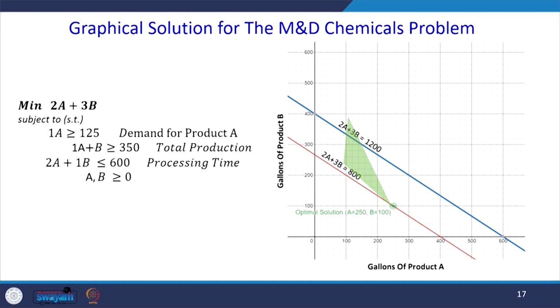So at this extreme point, where A equals 250 and B equals 100, we will be getting our optimal solution. If I go below this point towards the origin, we will be moving away from our feasible region. So the extreme point A equals 250, B equals 100 is our optimal solution that will minimize our objective function.